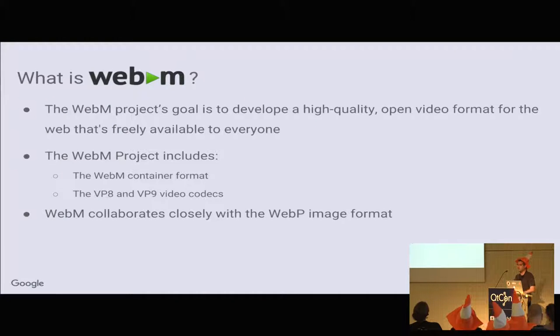VP9 is part of the WebM project. And the WebM project's goal is royalty-free, high-quality, open video formats. The WebM project includes the WebM container and also the VP8 and VP9 video codecs. WebM is also closely related to WebP, but I'm not really here to talk about WebP today. That's other people.